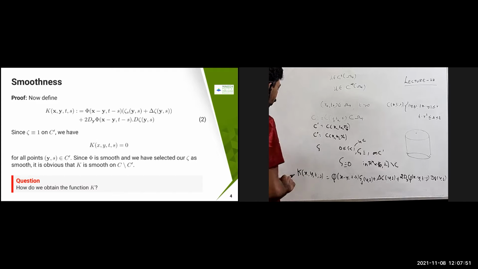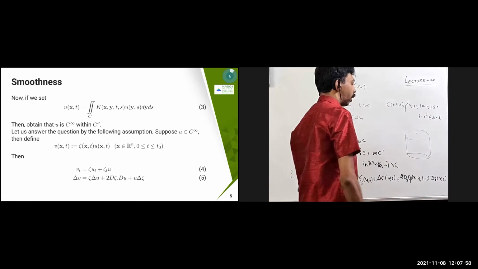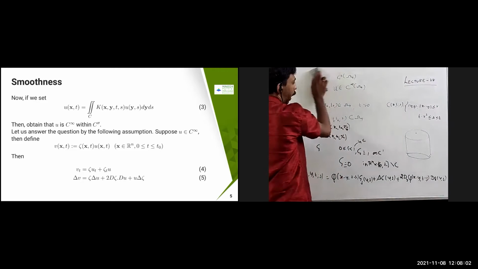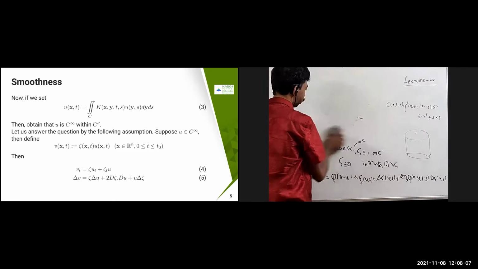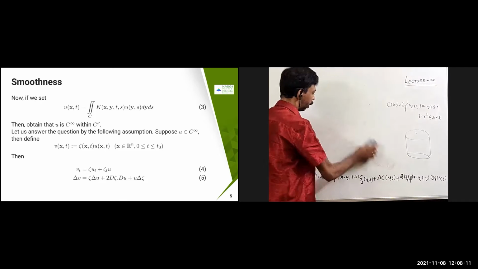Now the question is, how did you obtain this function? That is the question we are going to answer. So let us see what we are going to do. Suppose we set, we'll answer that question. Before that we'll discuss one more thing.